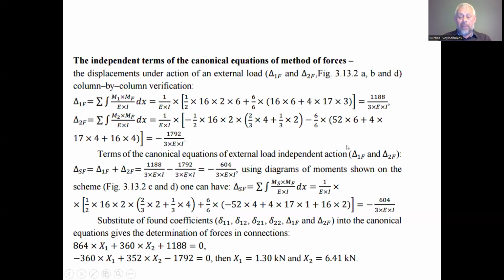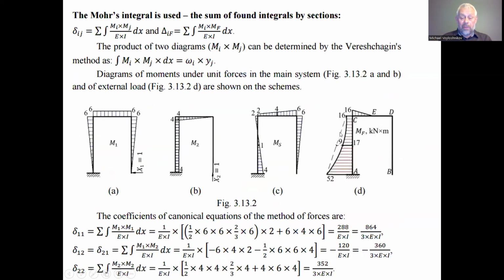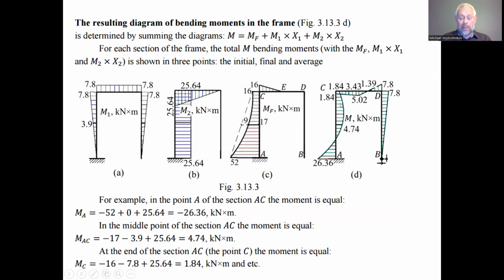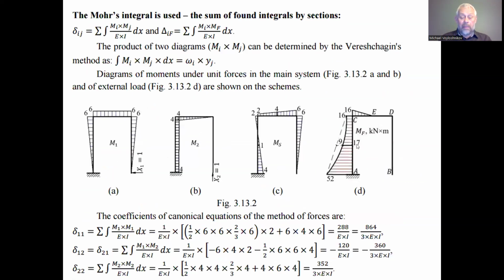No, excuse me, this is not the trapezoid rule, this is the Simpson rule. We have the product of the diagrams on the left plus 4 times the product in the middle of the diagrams. 17 we multiply by 6, 17 by 4, where 4 is the factor of the Simpson rule, and by 3. Here is the diagram corresponding to the 17.